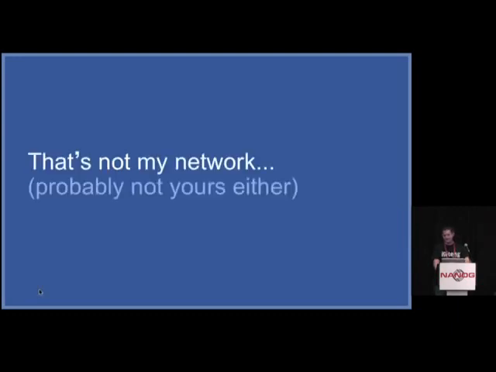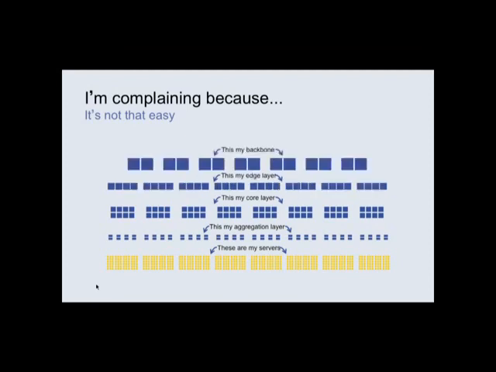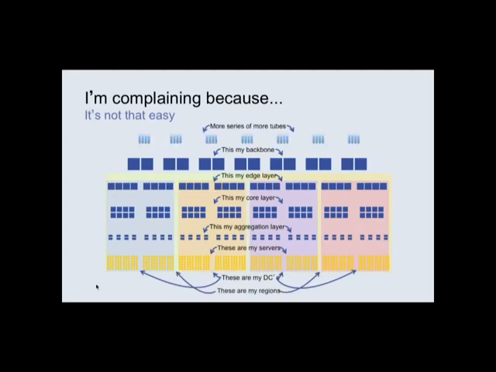But, and this is a big but, that's not my network. And the chances are it's probably not yours either. My network looks something like this. I have a lot of servers, I have a lot of aggregation layer, and I have a very large core layer. But in addition, I'm a very large content provider, so I've also got an edge layer and a backbone layer. And of course, if I have a backbone, this means I have data centers. If I have data centers for redundancy, I probably have regions. And of course, this is all connected to the internet by a series of tubes.